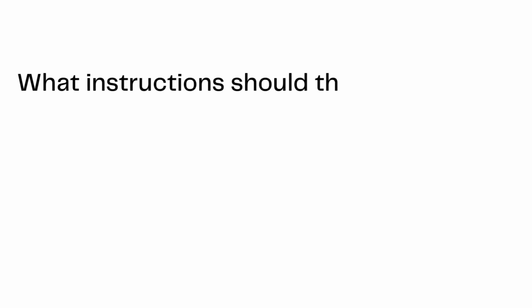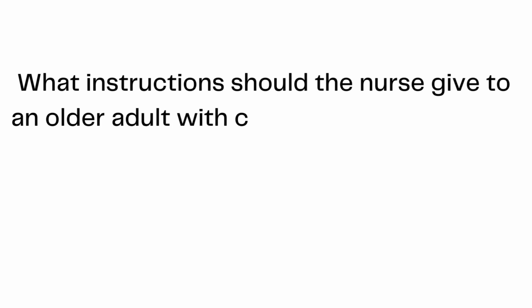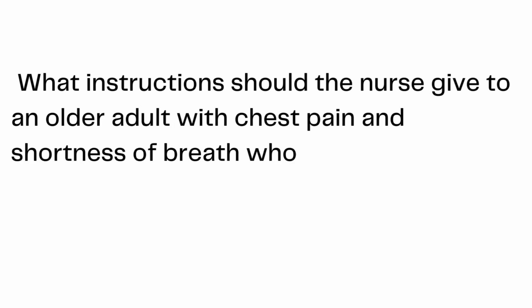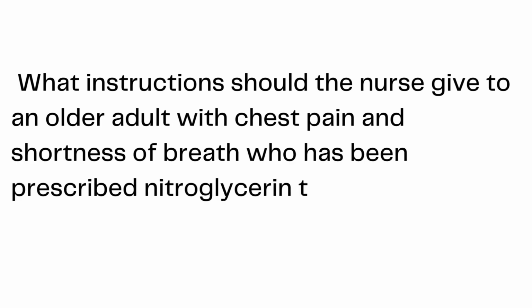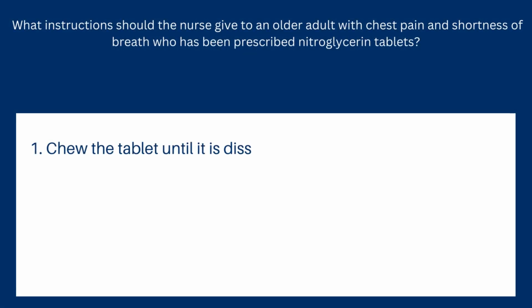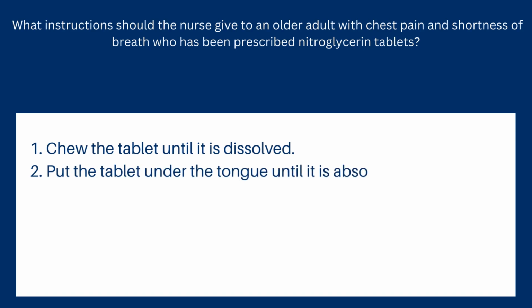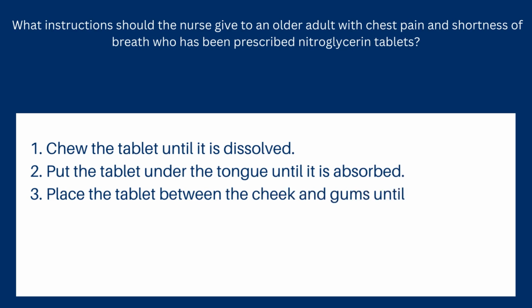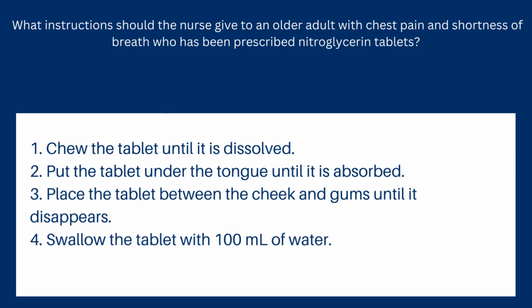Question 5. What instructions should the nurse give to an older adult with chest pain and shortness of breath who has been prescribed nitroglycerin tablets? 1. Chew the tablet until it is dissolved. 2. Put the tablet under the tongue until it is absorbed. 3. Place the tablet between the cheek and gums until it disappears. 4. Swallow the tablet with 100 milliliters of water.